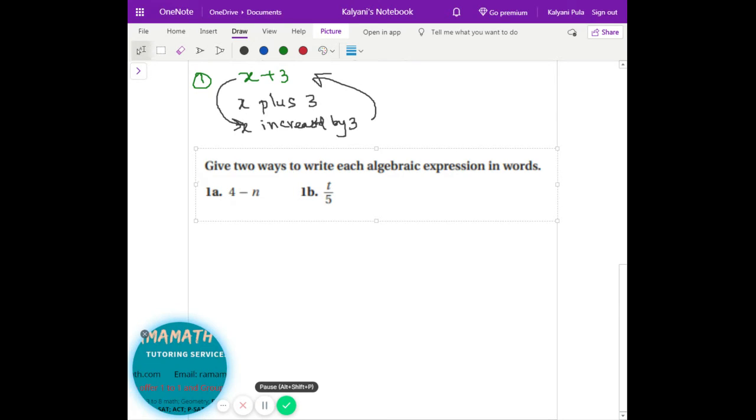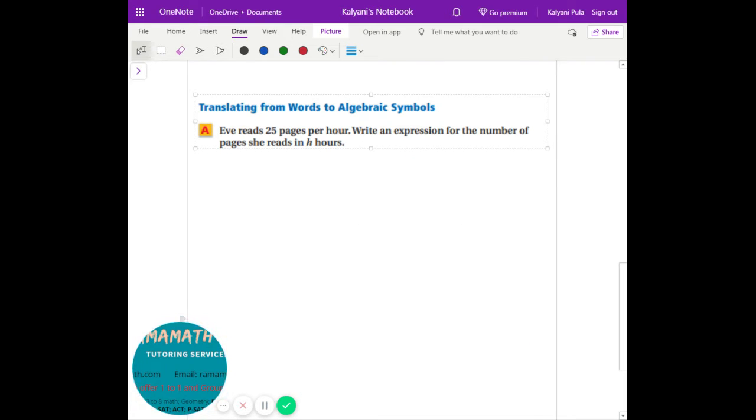t divided by 5. All right, the quotient of t and 5. Sorry, I'm saying this in a tired voice. I just went to sleep. Go ahead and read the question for me. This time, we're translating words to the algebraic symbol, okay? Okay, go ahead and read the question.